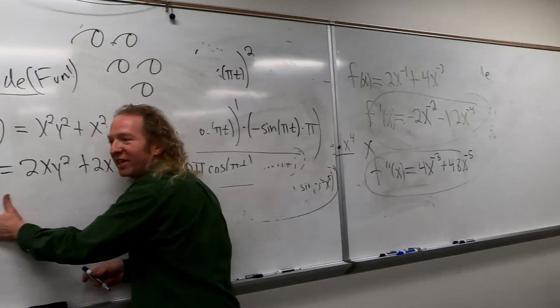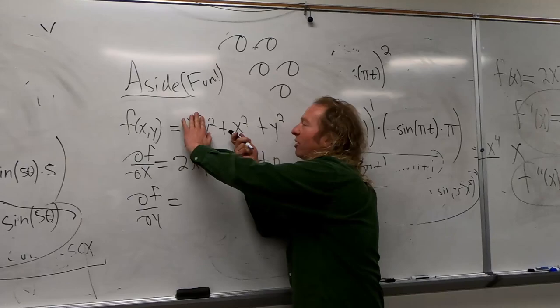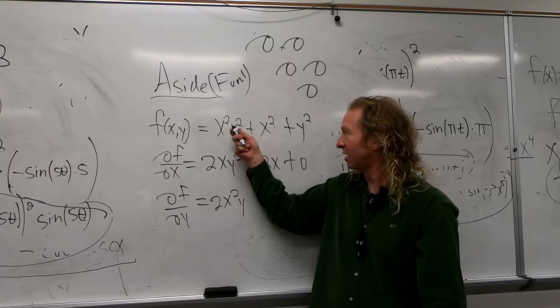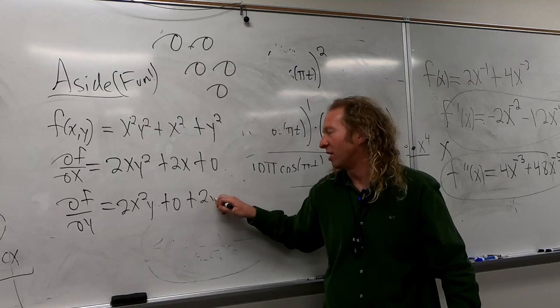So let's try this one. Del f del y. Now all the x's are constants. So this is a constant, it hangs out. So we just get 2x squared y, right? Because the x is a constant, because it's del f del y. Oh, this is the constant, so what's the derivative? Zero. And what's this derivative going to be? Just 2y. That's calc 3 right there. That's what happens in calc 3.